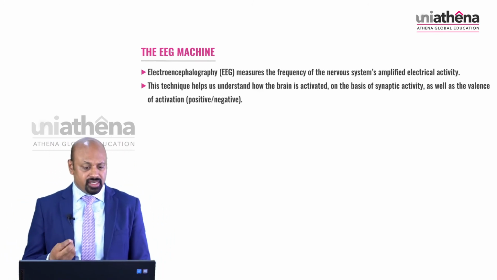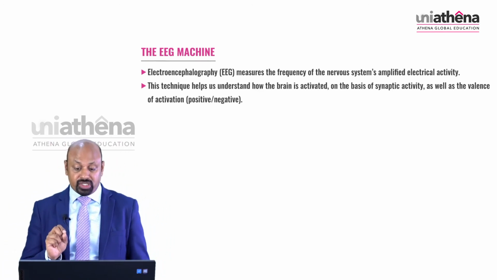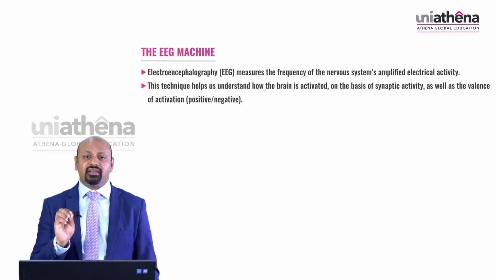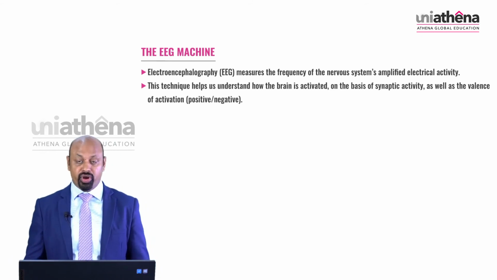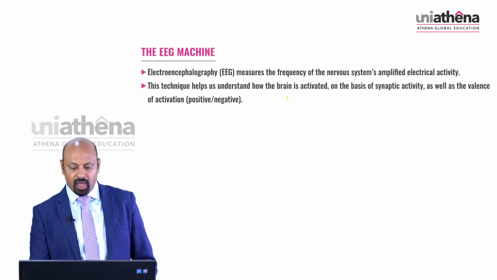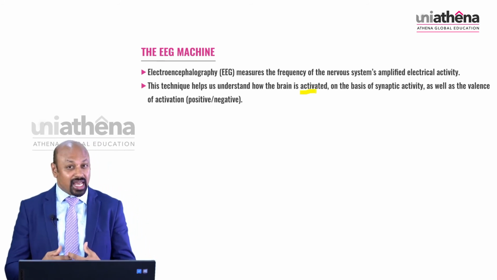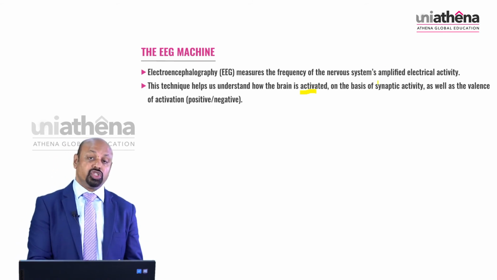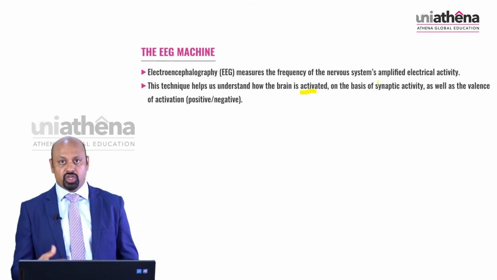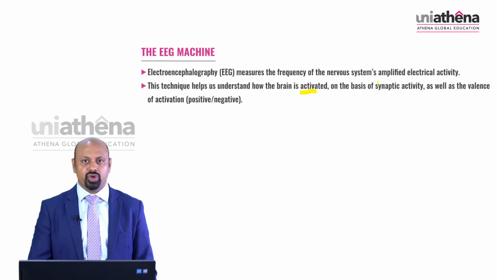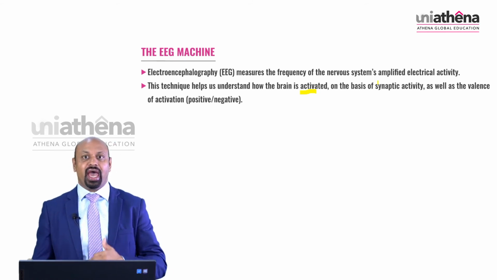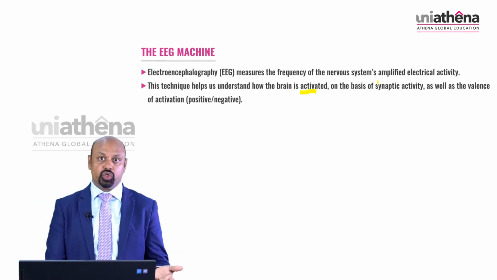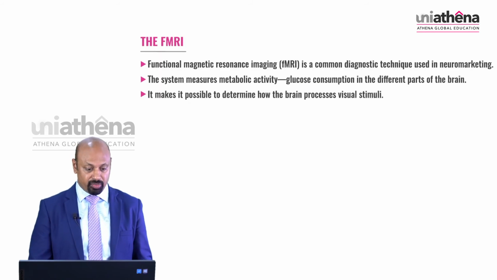The other device is the EEG machine that measures the frequency of the nervous system's amplified electrical activity. This technique helps us to understand how the brain is activated, on the basis of synaptic activity as well as the valence of activity, whether it is positive or negative. So it helps the neuromarketer or the researcher to establish the positivity and the negativity of the reaction of consumers in relation to the products or the services that are being offered.